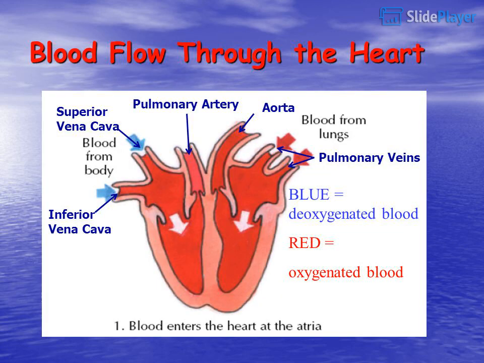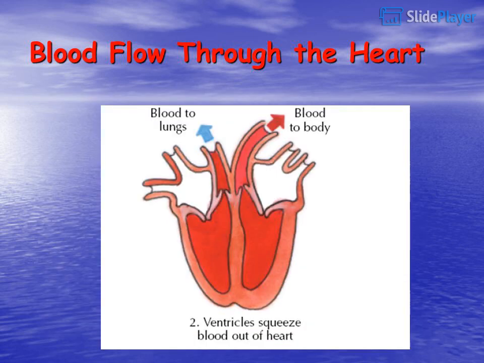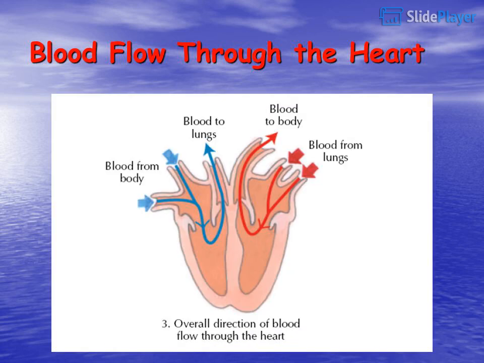Blood flow through the heart. Pulmonary artery. Aorta. Superior vena cava. Pulmonary veins. Blue equals deoxygenated blood. Red equals oxygenated blood. Inferior vena cava.